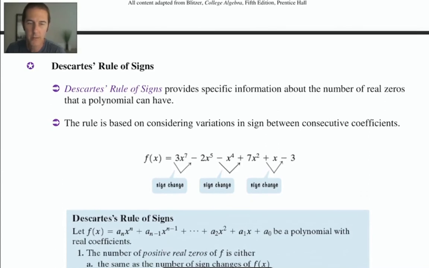Descartes' rule of signs. You might have heard me mention in a previous video that Descartes designed or invented the XY coordinate plane. It's called the Cartesian coordinate plane, named after René Descartes. Cartesian coordinate plane. Descartes was not only a mathematician but a philosopher. We're going to focus on his mathematical stuff.